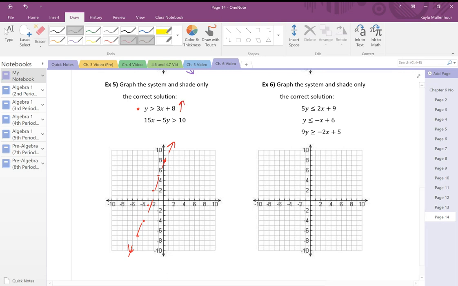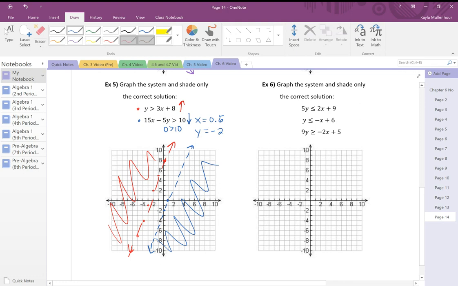The next one, our x-intercept is 10 divided by 15, which is 0.6 repeating. And then our y-intercept would be 10 divided by -5, which is -2. So this is going to be a dashed line. And we would be shading, well, if we plugged in the point 0, 0, is 0 greater than 10? No, that's false, so we want to shade below. So right now, it looks like we would be shading above red, but below blue.